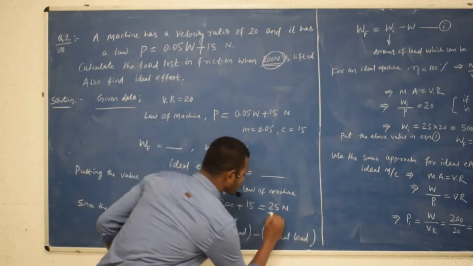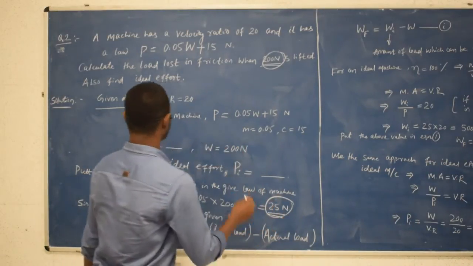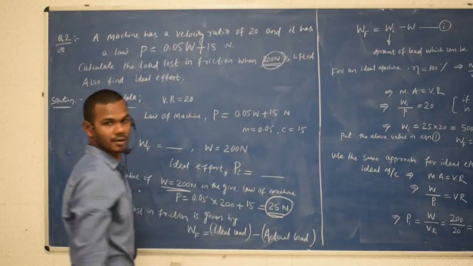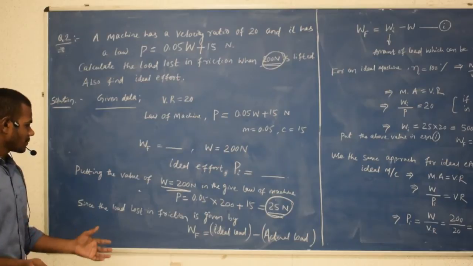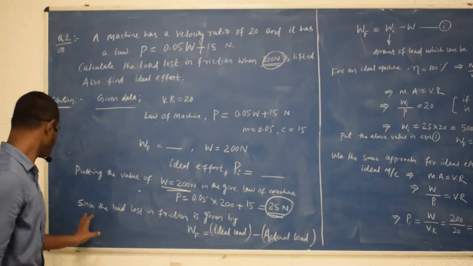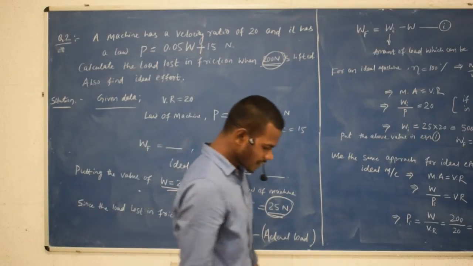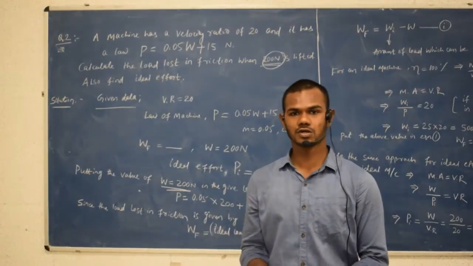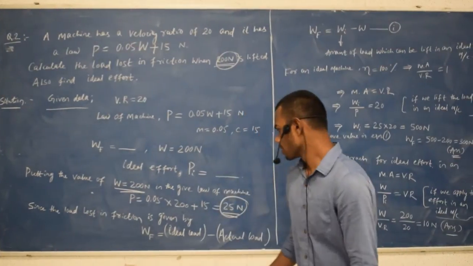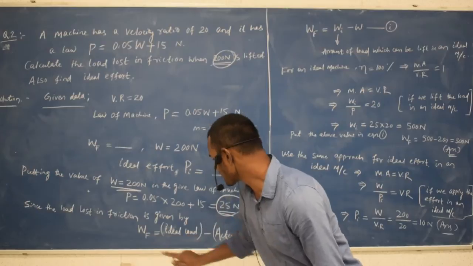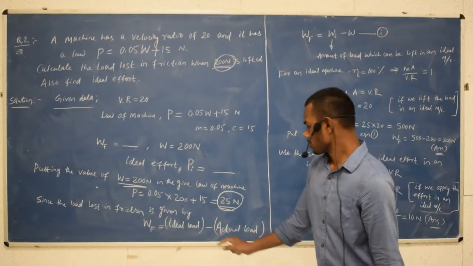This 25 Newton is the effort required to lift a load of 200 Newton in an actual machine. Now we come to the friction load lost. You know that in an ideal machine there is no friction. In an actual machine there must be some friction. So WF is the difference between ideal load and actual load.